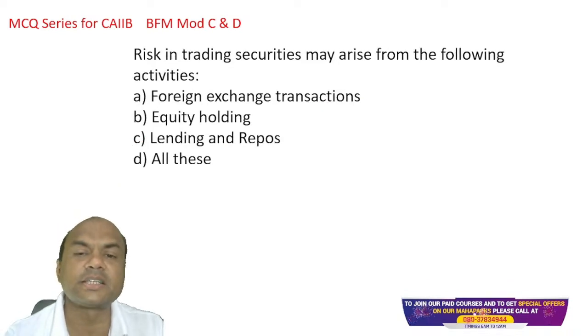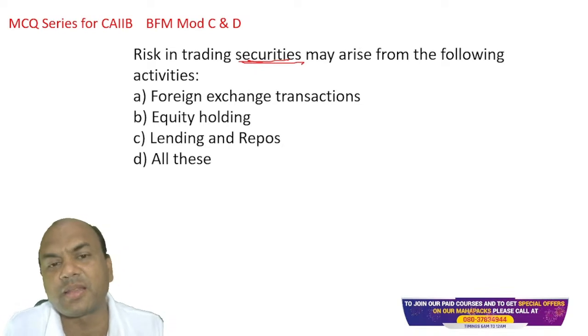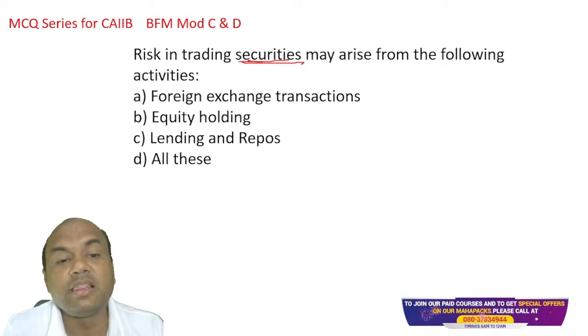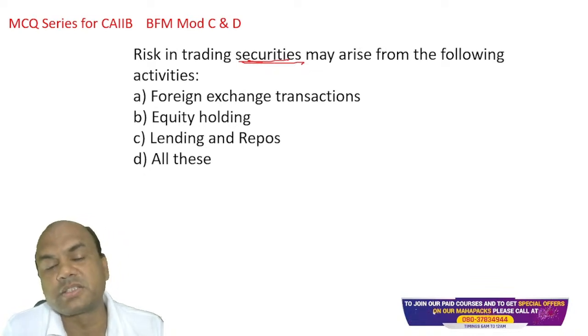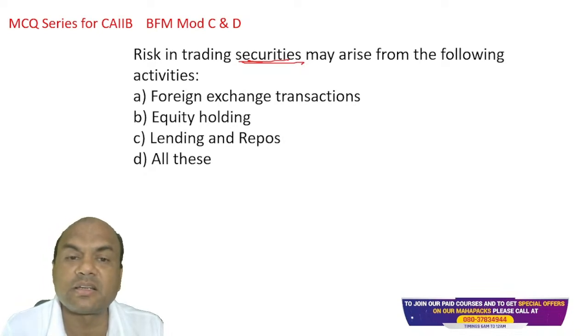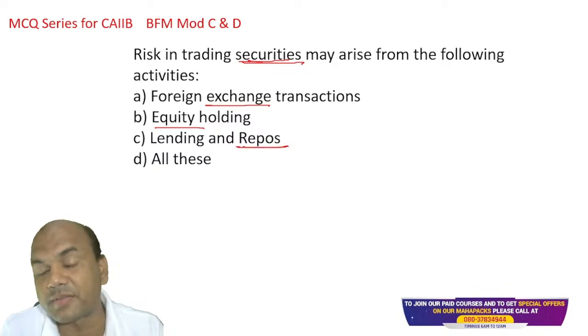Risk in the trading securities may arise from the following activities. So risk in trading securities. Securities means what? It can be anything. It can be shares, it can be bonds, it can be anything. Forex, then equity holding, lending and repos, and all of these. So risk in this trading may arise because of what? It can be due to Forex also. It can be due to equity also. It can be due to repos also. The repo rate also keeps on changing.